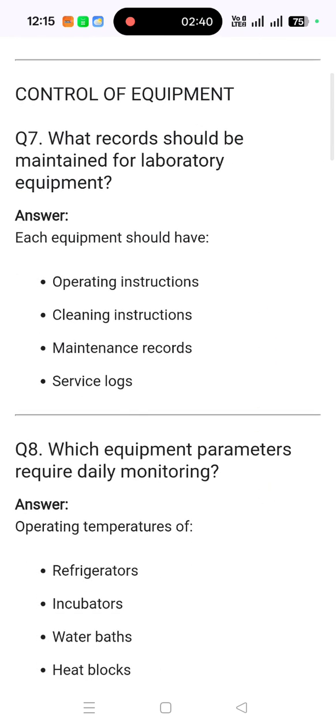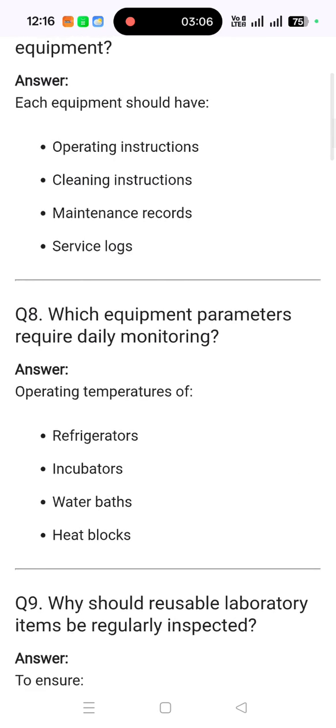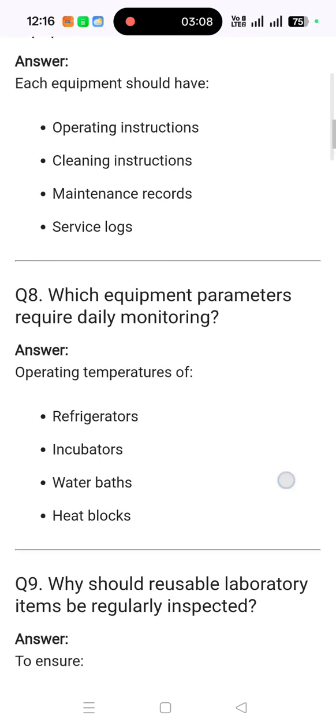Now, coming to the control of equipment, what records should be maintained for laboratory equipment? Each equipment should have operating instructions, cleaning instructions, maintenance records, and service logs. So, operating instructions should be there, that is how you are going to use it, then after use how you will clean it, and if any maintenance is required, that should be written, and if you have asked for services, it should be in the records.